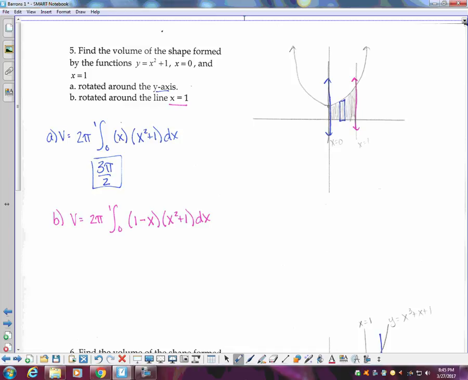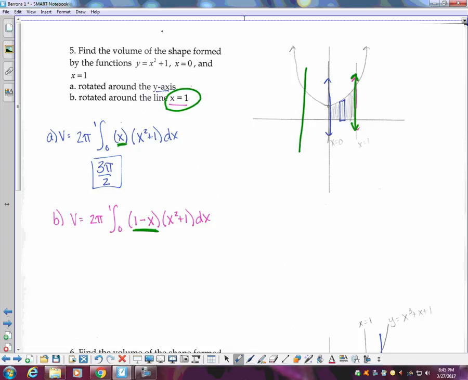So if I'm part A, which would be the blue one, notice that my R is just X because my axis of rotation is the Y-axis. But when I slide my axis of rotation out here to be X equals 1, look what changes. Because it's to the right, the number comes first, 1 minus X.